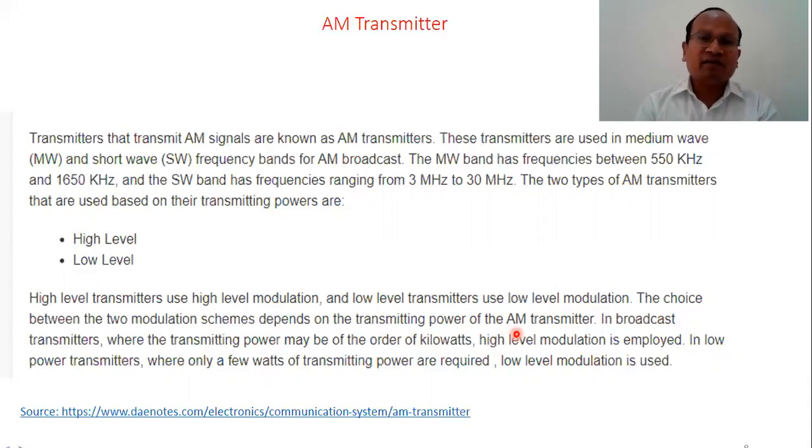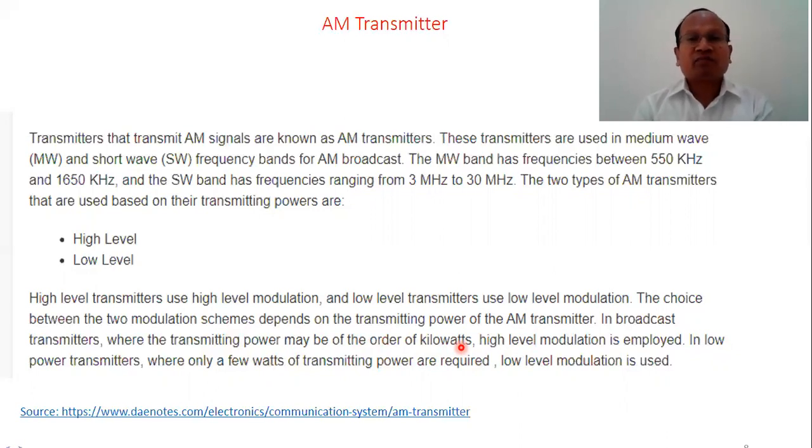As we know, if the level of modulation is less, the power level will be less. So for applications where the required power level is less, we can use a low level modulator, else we go for a high level modulator. In a broadcast transmitter, where the power required is generally in the order of kilowatts, a high level modulator is involved.